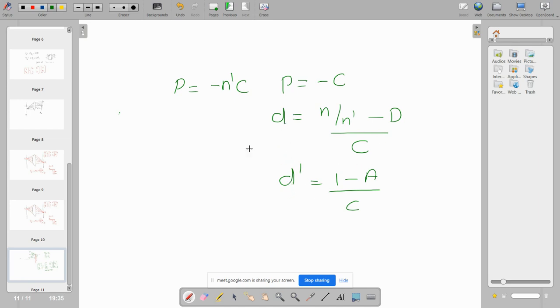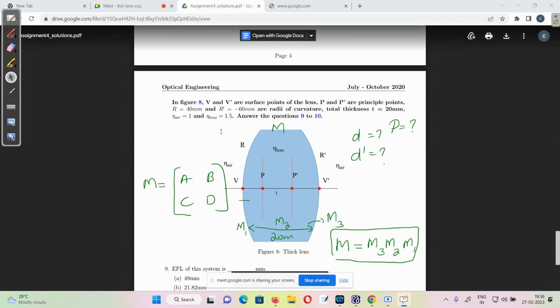So d is your first principal plane position, P1, then d prime is your second principal plane position, P2, and P is the power of your lens. From these three values you can find all the other values. But the easier method is to directly give the parameters to Oslo. Let us see.